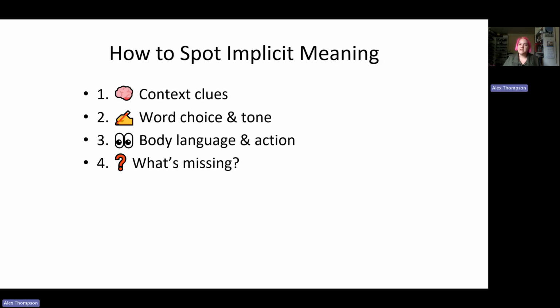So, some clues. This is how we can find the implicit meaning. There are things like context clues, where we look at not just the particular sentence or phrase that we're reading, but the ones leading up to it and the ones after it as well. We need to have a think about the word choice and the tone that the writer is using, looking at body language and action, and also what's missing, because that can be a really good indicator of the message that the writer is trying to give. So rather than looking for what is there, we are able to have a look at what isn't.